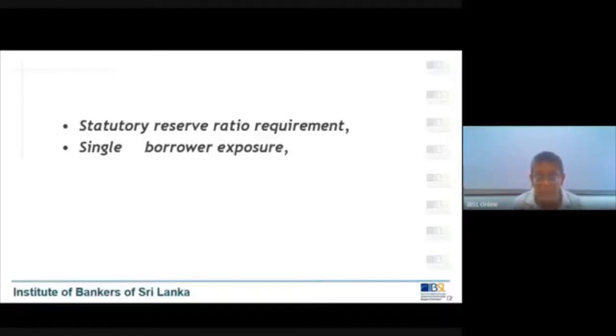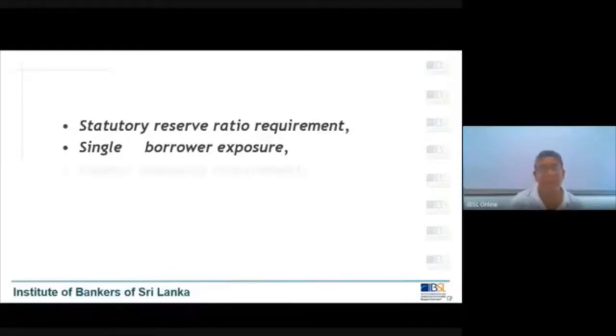So why? Because if your loan is given to one person and that person's business collapses, you are exposed to high risk. So in order to prevent that, to protect your financial institution, the central bank has introduced a regulatory measure called single borrower exposure.